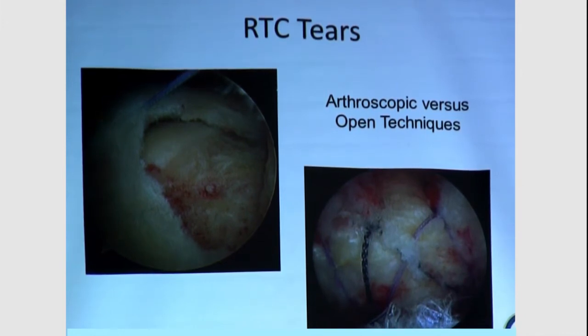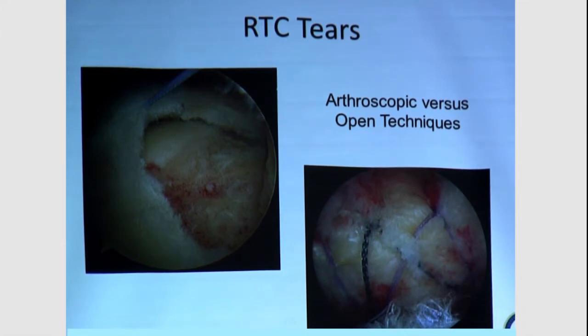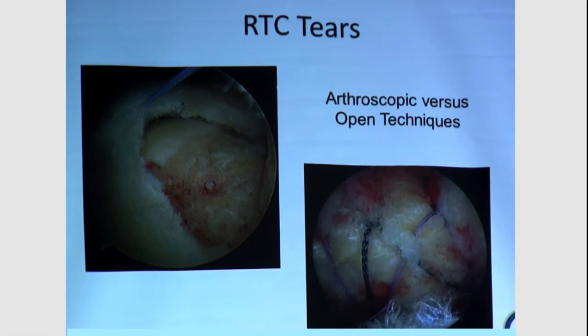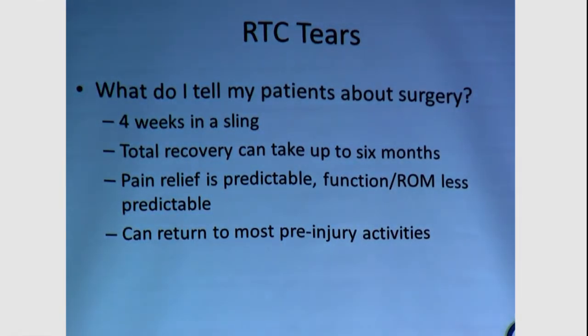And so how do we fix that? When we're in there with the camera, what we do is determine the best places to put our stitches, put them all along the rotator cuff tendon here, and then tie them down using arthroscopic techniques, using these anchors that have the sutures attached to them. And then over time, what we hope, and this doesn't always happen, but we hope the rotator cuff tendon heals back to the bone. So what do I tell my patients about surgery?